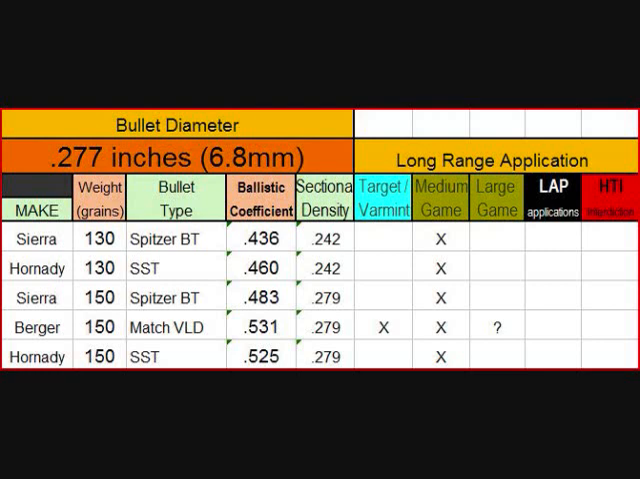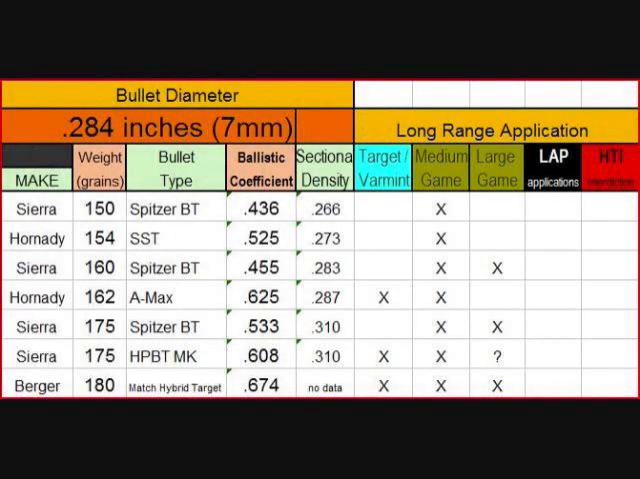So the 130s, that's just for the 6.8 SPC, but these 150s is what I'd use in any of the bigger 270 caliber cartridges. And there you can just compare it. Large game is a question mark with the Berger. Yeah, you're just not going to have quite the power and the speed possibly at that range. It's going to be on the border for large game. It might work okay if you place your shot well.